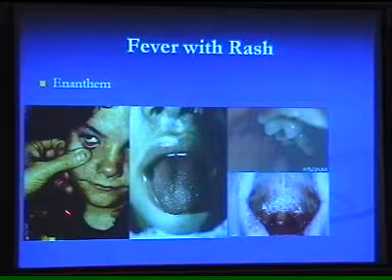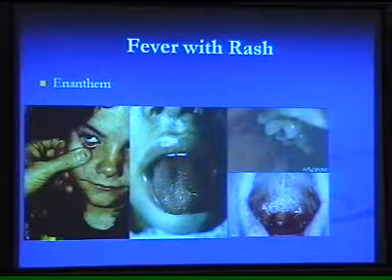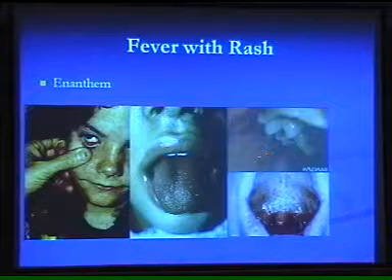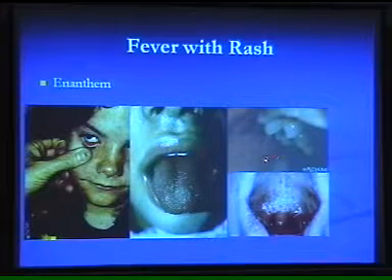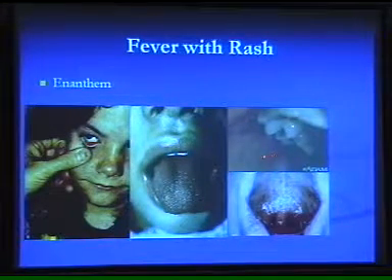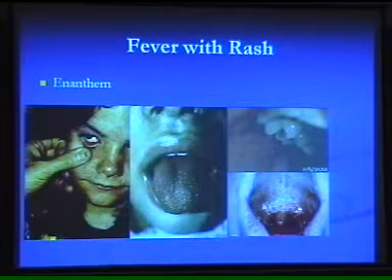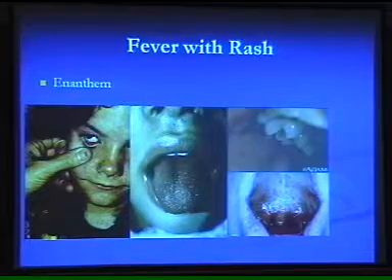This is conjunctivitis. This is a red strawberry tongue in scarlet fever or Kawasaki syndrome. And these are Koplik spots, whitish spots near the upper second molar, characteristic of measles. And these are palatal petechiae, more common in infectious mononucleosis.